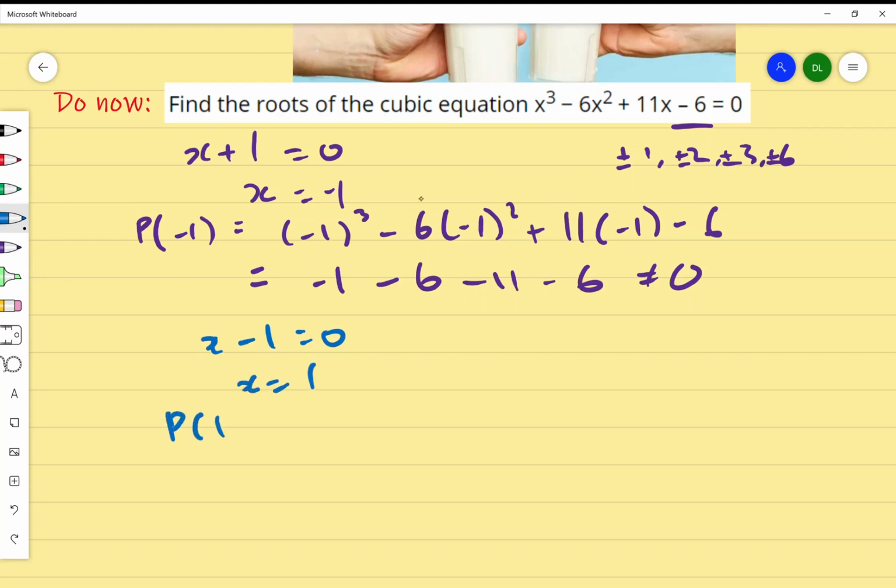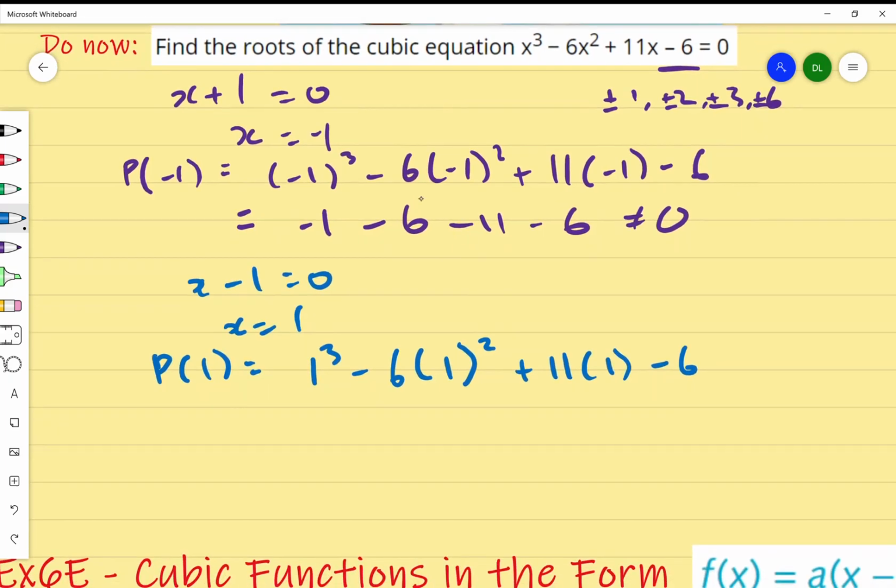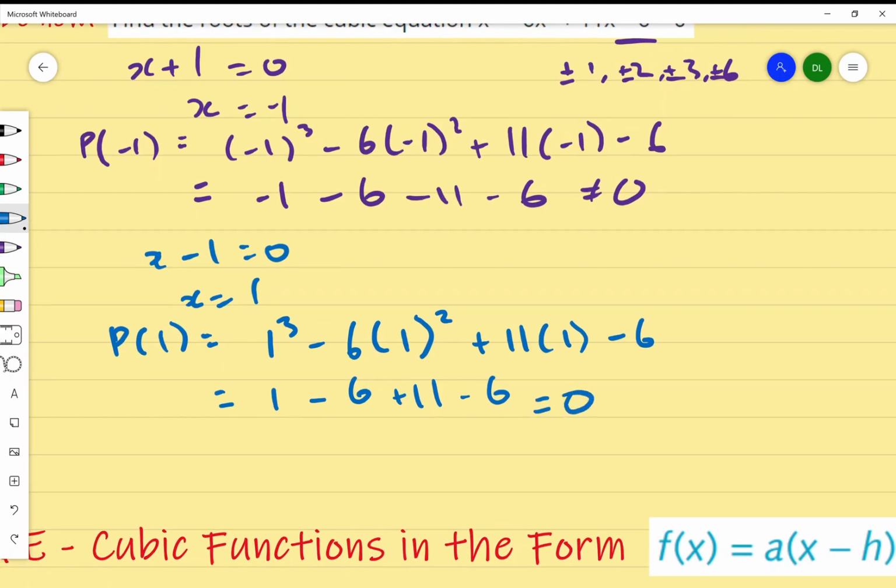Let's try p of positive 1. So that's 1 cubed minus 6 times 1 squared plus 11 times 1 minus 6. From there, you get 1 minus 6 plus 11 minus 6. Does that look like it might be 0? Yeah? Awesome. If I add up the negative numbers, minus 6 gives me negative 12. 1 and 11, adding the positive numbers gives me positive 12. We know that equals 0. Perfect. So I know that this right here is a factor, x minus 1.